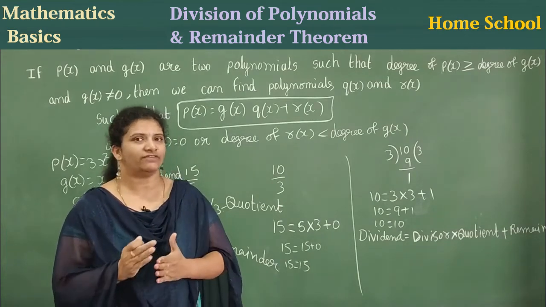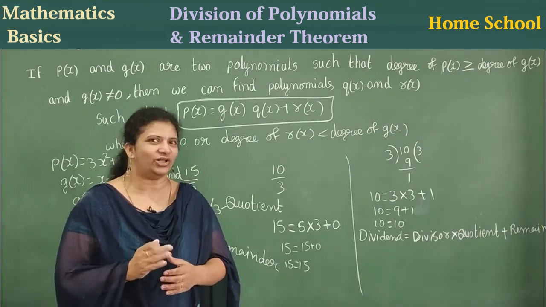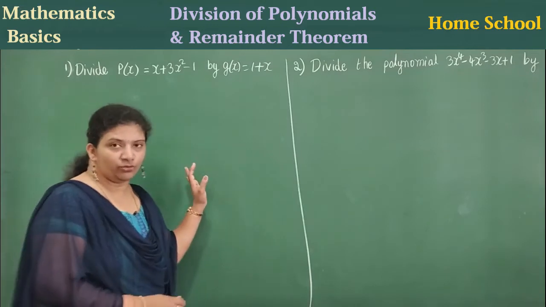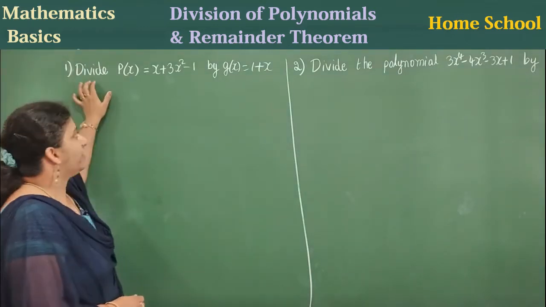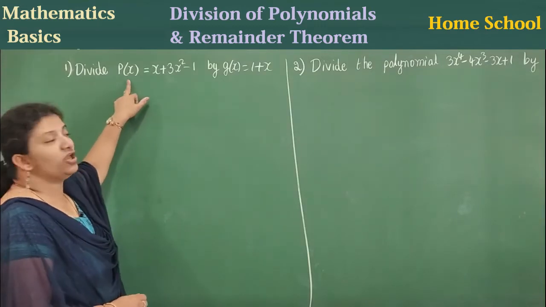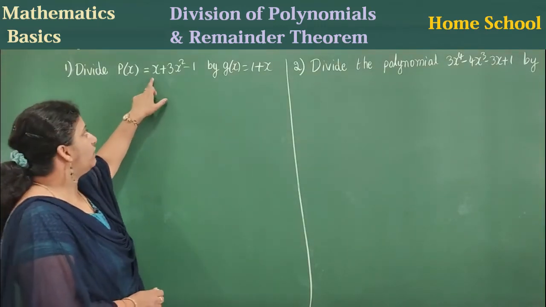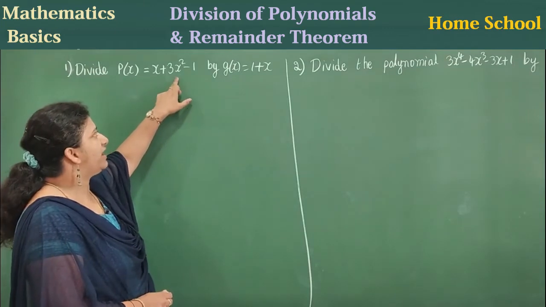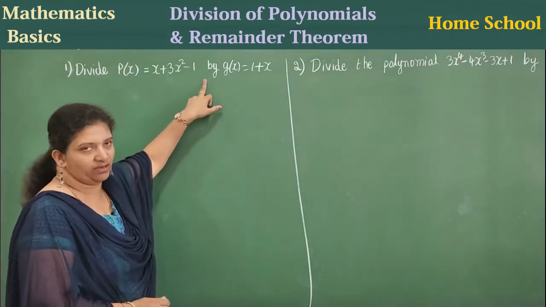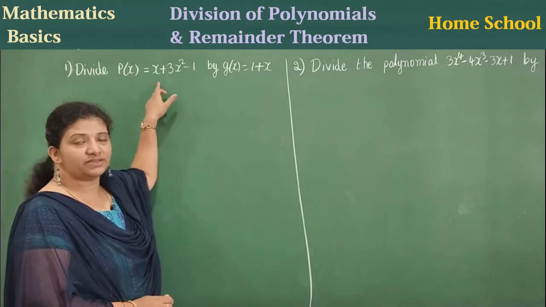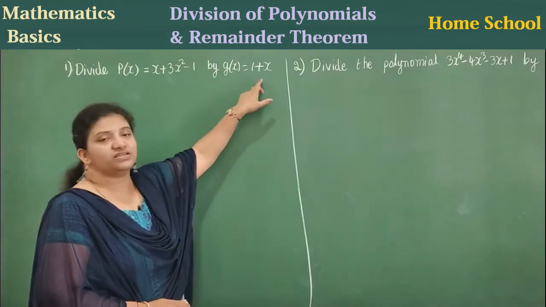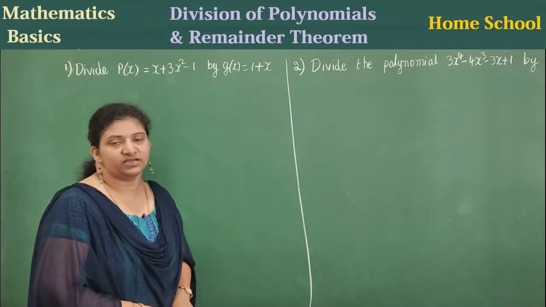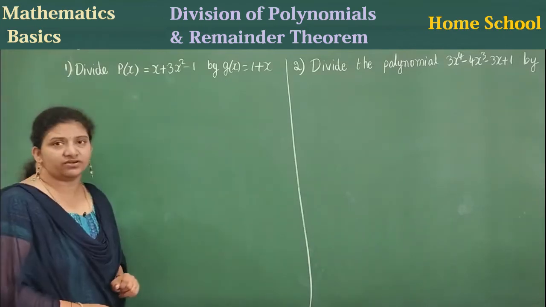How to do the division of a polynomial we are going to learn now, right? I have taken here two examples of division of polynomials. So look here carefully. Divide p of x is equal to x plus 3x square minus 1, and this p of x is divided by g of x is equal to 1 plus x. So what you need to observe here?